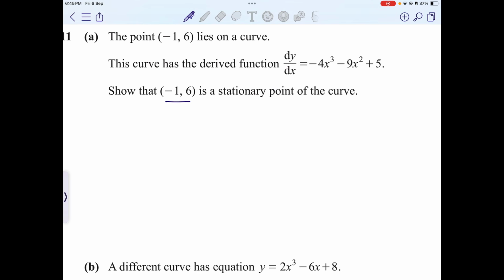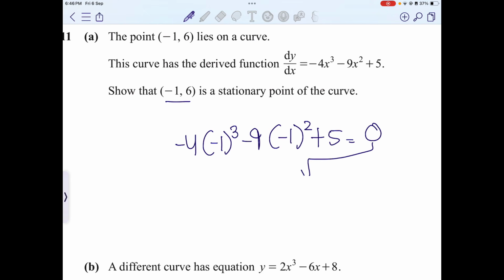For example, in this case, it says that negative 1, 6 is the stationary point. When I put negative 1 instead of x in this, if I get 0, that means this is the stationary point or the turning point. So I would simply say negative 4 times negative 1 cubed, negative 9 times negative 1 squared plus 5. Now use the calculator to get this answer. It is basically 0. Now this 0 tells me that negative 1, 6 is the turning point.